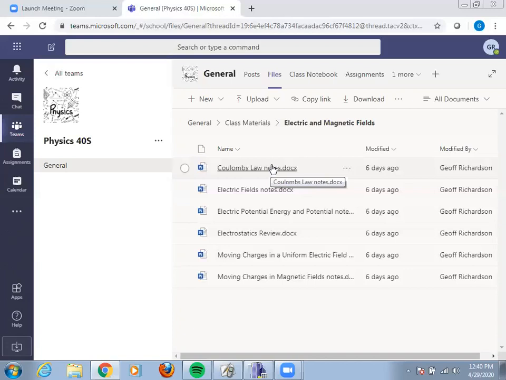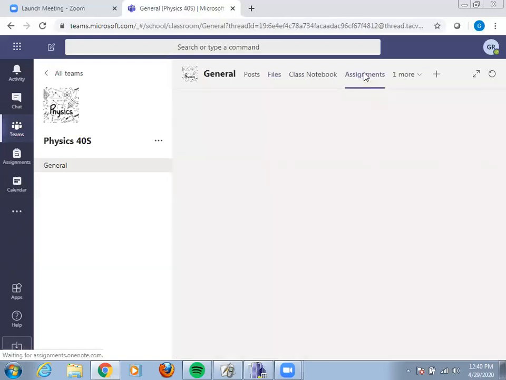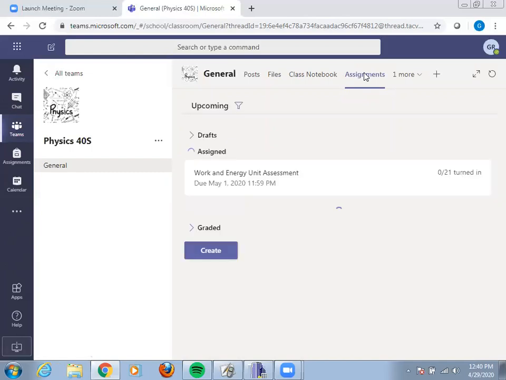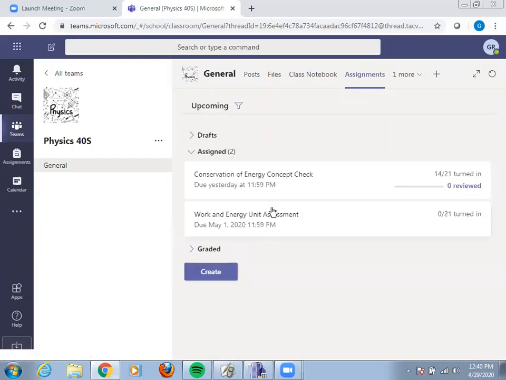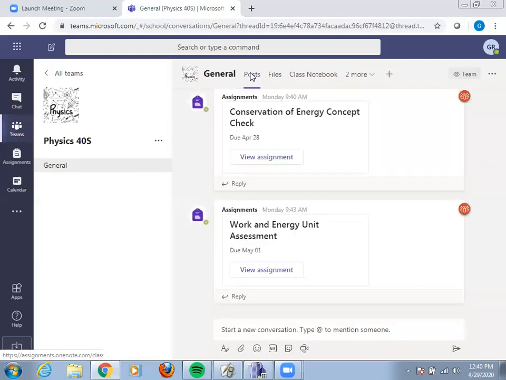To access the assignments as a student, you click on the Assignments tab and it should show the different assignments. So then you would just click on, for example, the Conservation of Energy Concept Check or the Work and Energy Unit Assessment. So as the assignments come up, you can access them here, or you can also access them through the posts. So for example, Work and Energy Assessment and Conservation of Energy Concept Check.